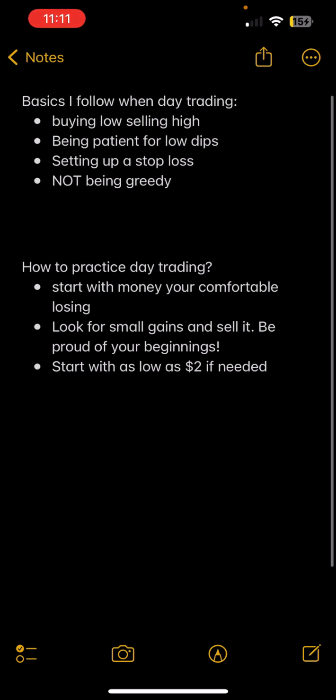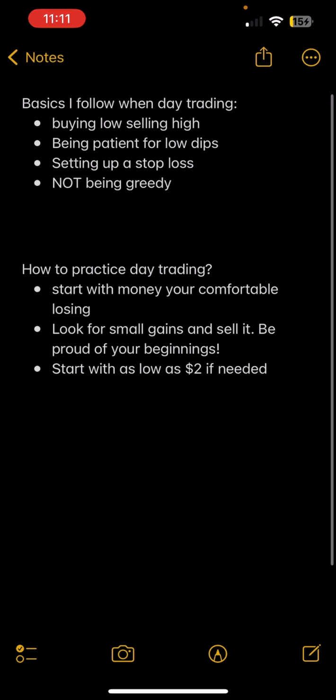So not being greedy. How to practice day trading: start with the money you're comfortable losing. If it's $2, $1, $3, start with it. Learn something. The knowledge over money. Don't go in just looking for the money. Gain some knowledge. Learn something. Look for small gains and sell it. Be proud of your beginnings.